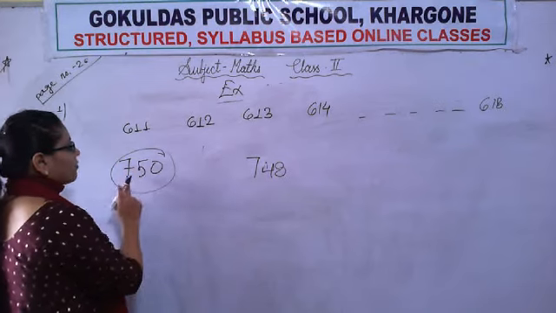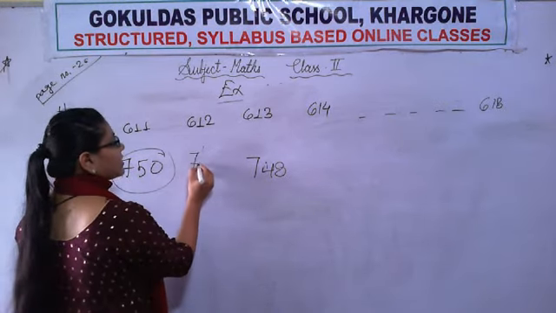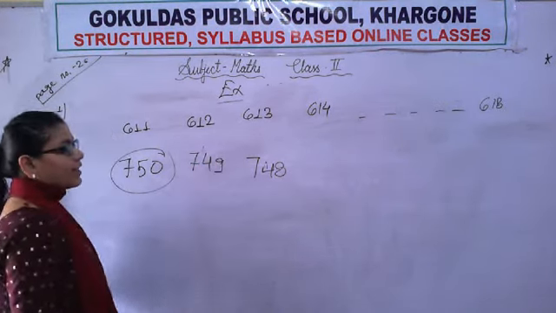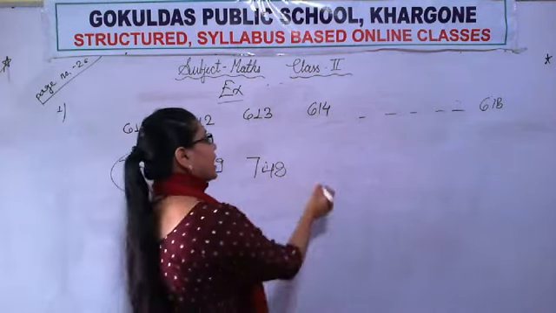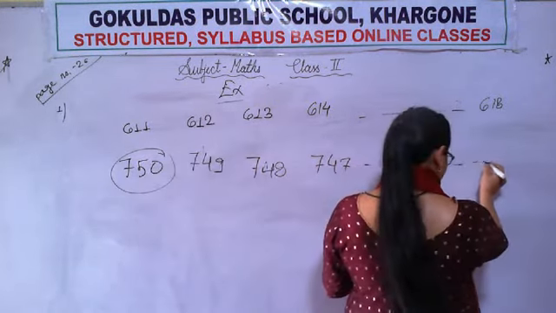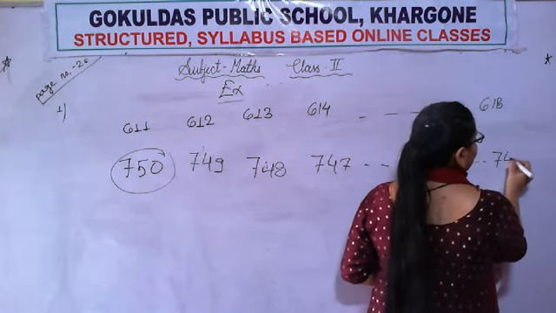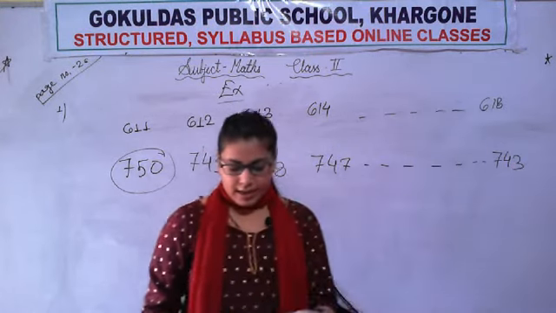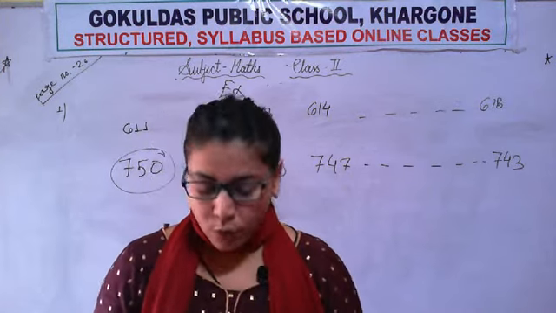So what comes before 750 is 749, then 748, then 747 and so on. We can do it up to 743.